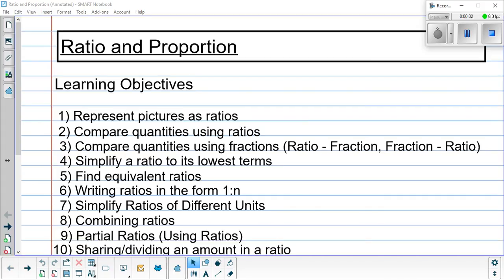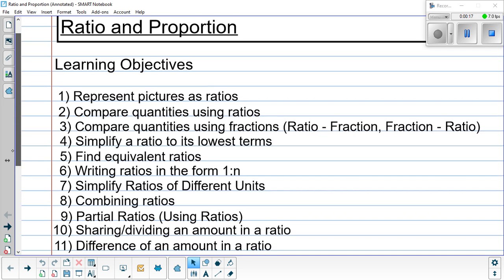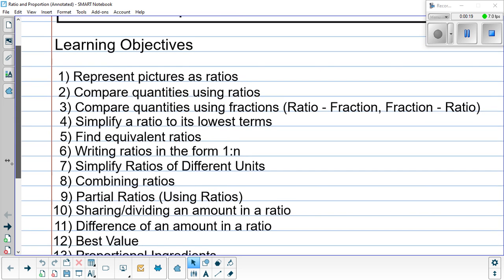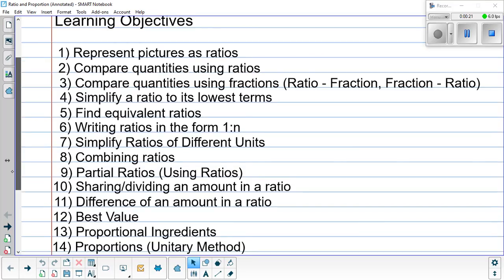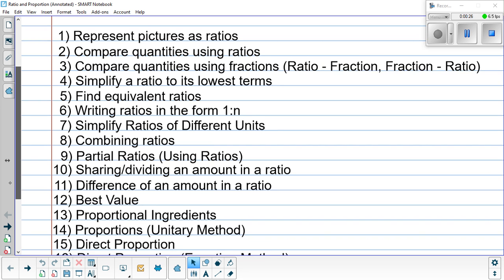So today we begin to talk about ratio and proportion. When we think about ratio and proportion, we can really stretch this over quite a lot of topics, and it can include quite a lot of math skills. So some of the learning objectives, and these are just some of them, you can see. So I'm not going to read them out. You can just give them a gander.